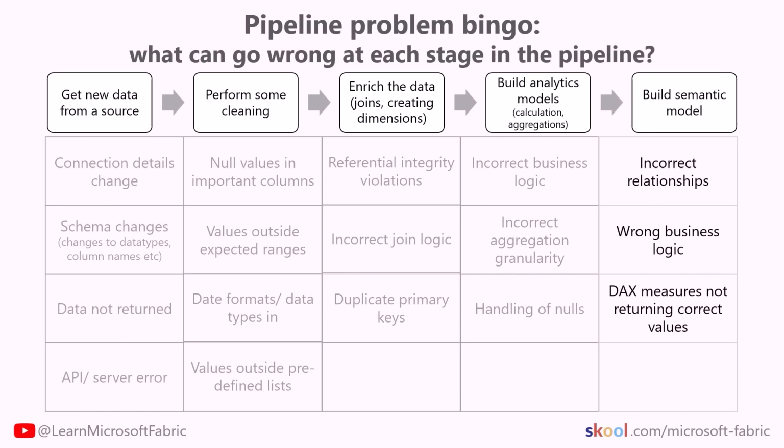So what we want to be doing in Fabric is thinking deeply about the data sets we have, thinking about what can go wrong, and building validation rule sets that guard us against those things.